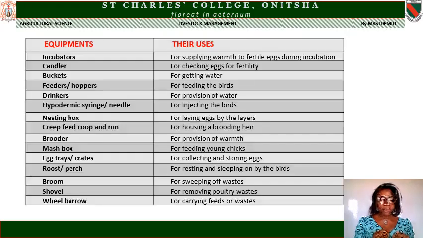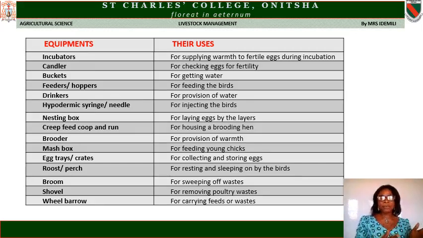The incubators. The incubator supplies warmth to the fertile egg during incubation. Remember, in our previous lesson in the classroom, we talked about incubation of eggs, which takes up to 21 days for the egg to be properly incubated. It is done with an equipment called the incubator. Then the candler. This is for checking eggs for fertility.